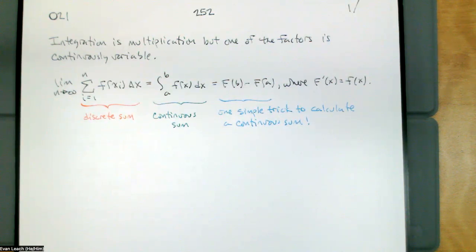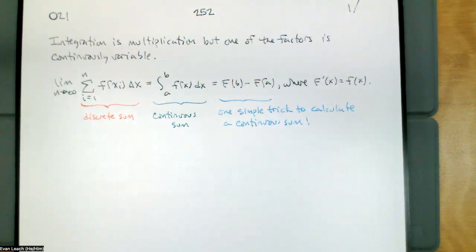Today, we want to get into one of the mechanical aspects of integration. Our thinking is that integration is multiplication, but one of the factors is continuously variable. We deal with the variable factors in a multiplication by dropping back to addition, because multiplication is just addition when everything is the same. We deal with the continuously variable part by dropping back to a discrete set. We evaluate the function at a bunch of points and make rectangles.